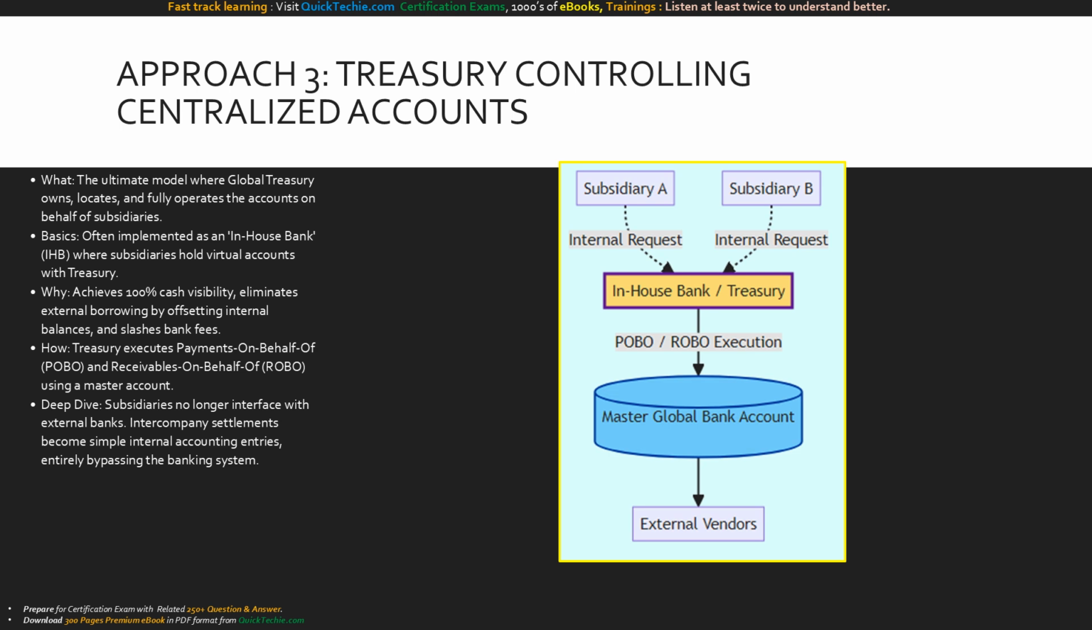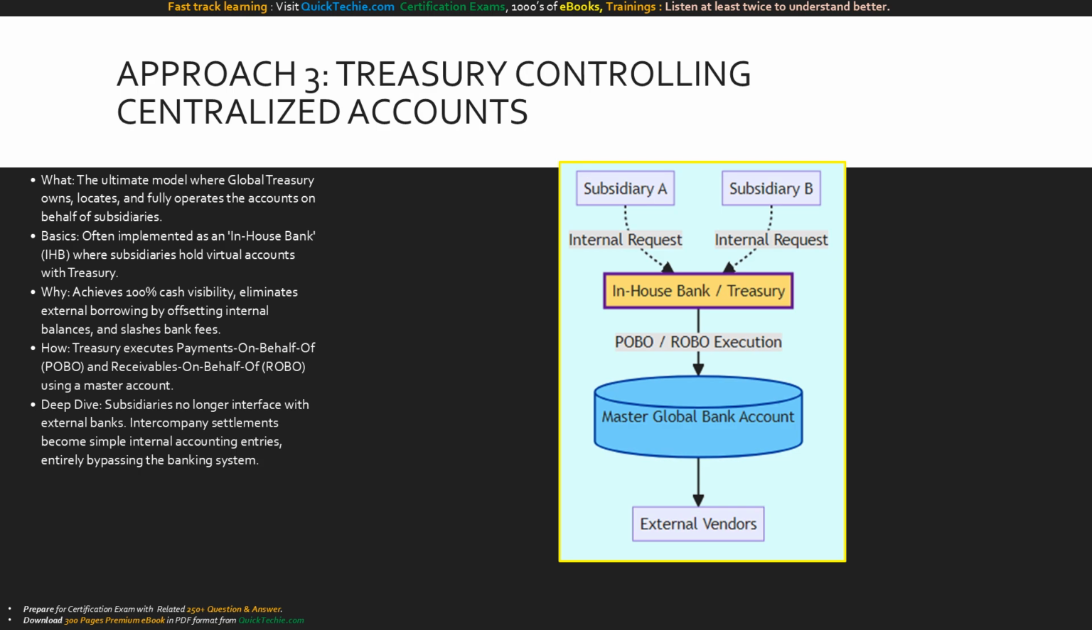Our deep dive shows the true elegance of this design. Subsidiaries stop interfacing with banks entirely. If sub A owes sub B money, no cash moves through the banking system. Treasury simply debits one virtual account and credits the other. It is pure financial efficiency.